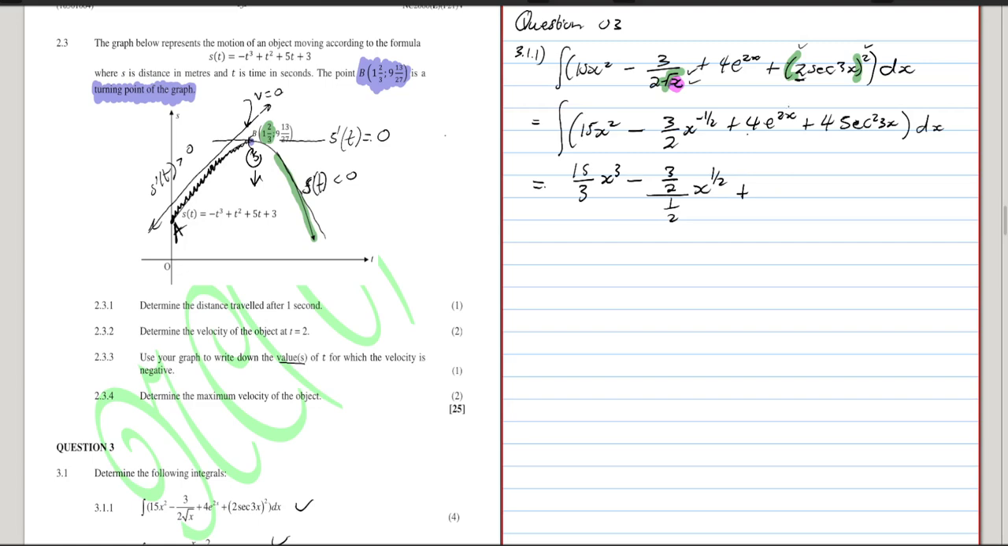Plus, when we integrate, or even differentiate, the e function, nothing really happens. But we're going to take the coefficient of x over there and divide 4 by it. So it's going to be 4 divided by 2, e^2x. Where's the 2 coming from? It's this 2. Then we're going to say plus 4 over 3 tan 3x plus c.